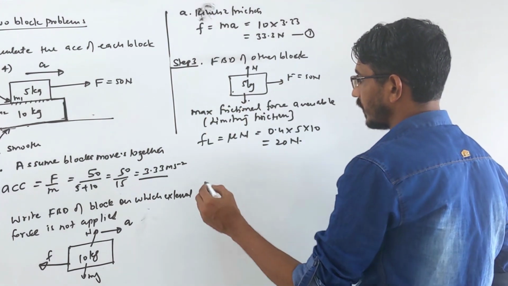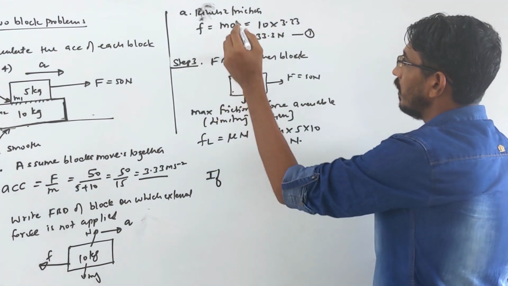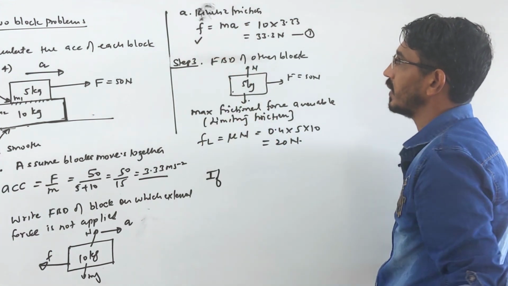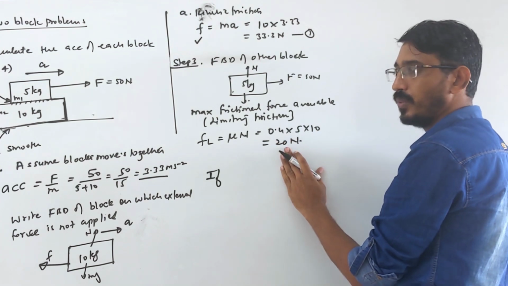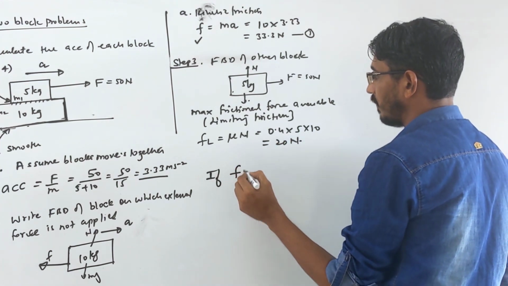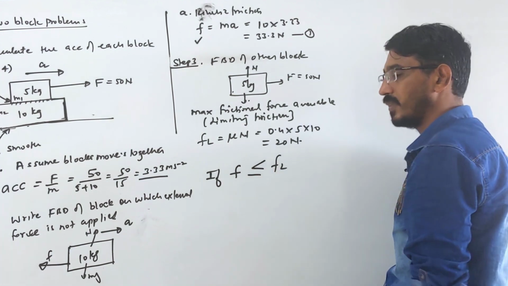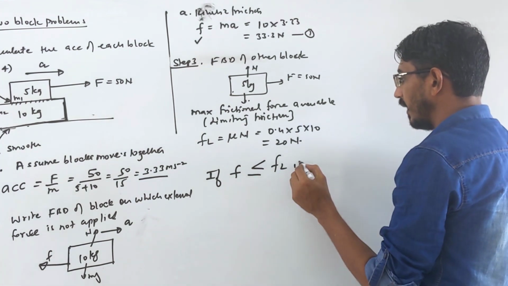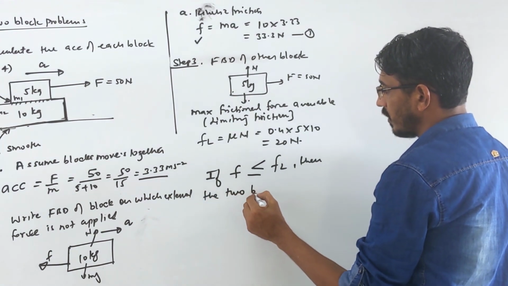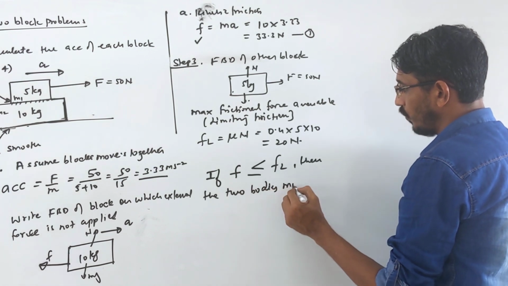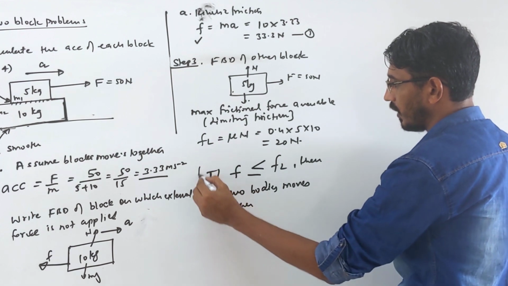Now you have to check what the condition is. Very, very important. If this kinetic frictional force F is either equal to or less than FL, then it means the two bodies move together. This is the main important condition.